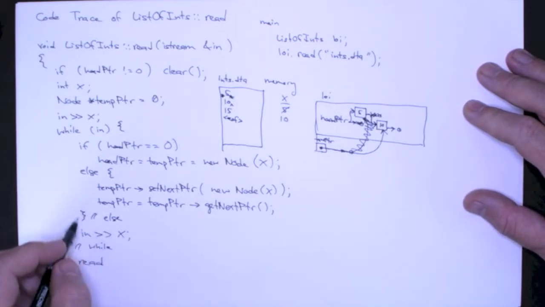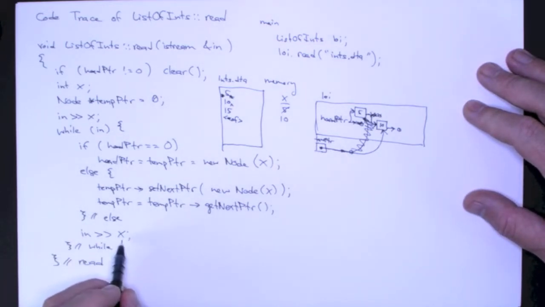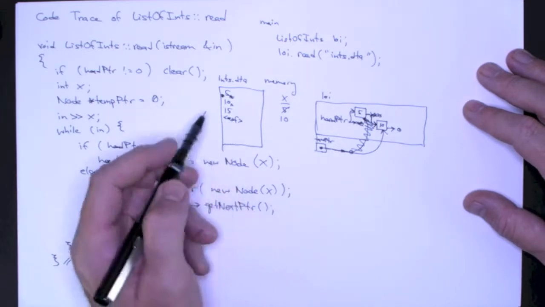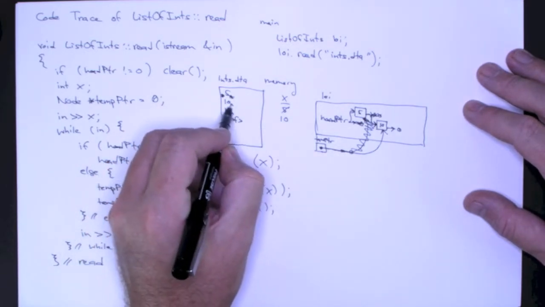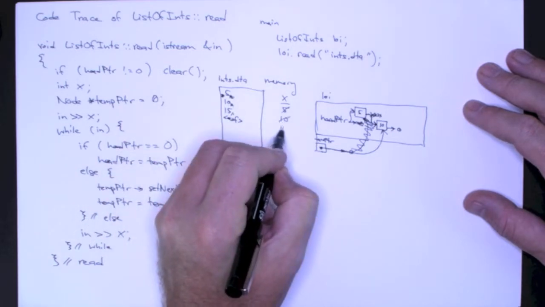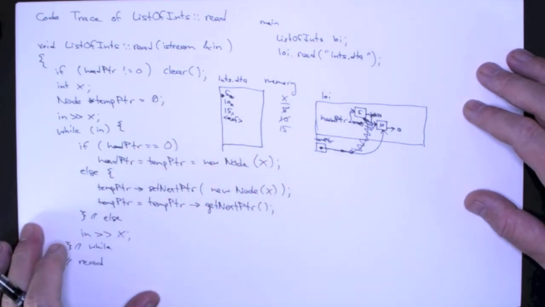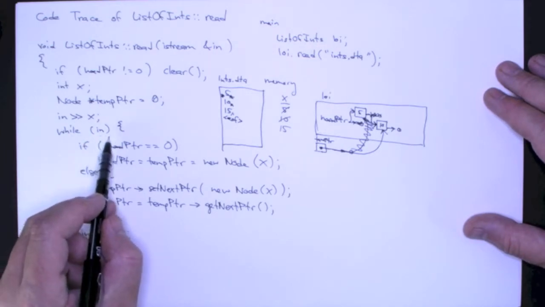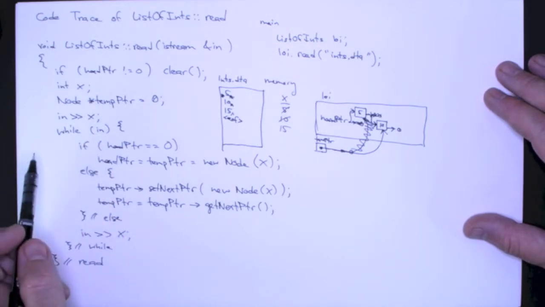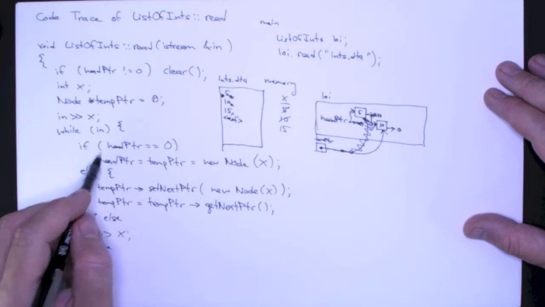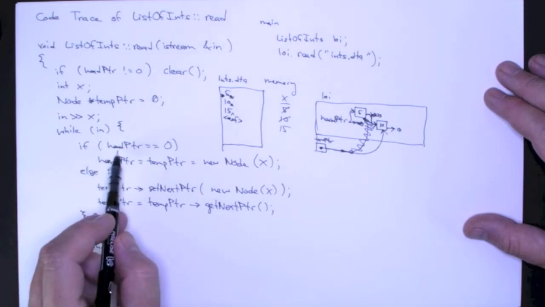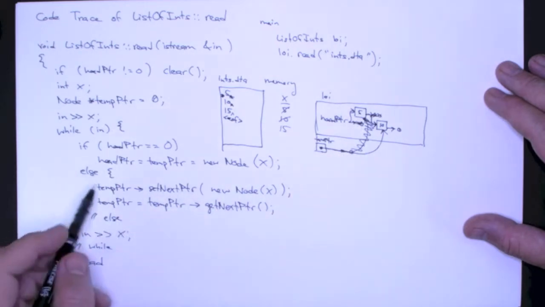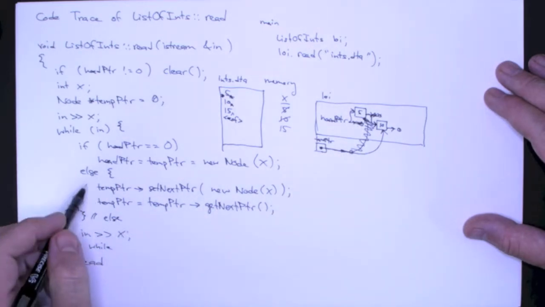So we finish the else block and we go read another integer, or try to read another integer. We skip over white space and we're able to read 15. So now the reading pointer is here, and x has the value 15. We go back to the top of the while loop. N evaluates to true, so we enter the while loop. Head pointer is equal to null is false because it points to 5, and so we enter the else block.